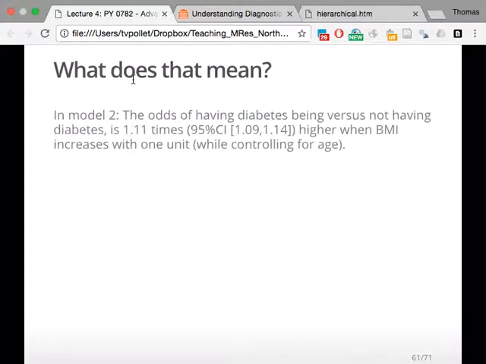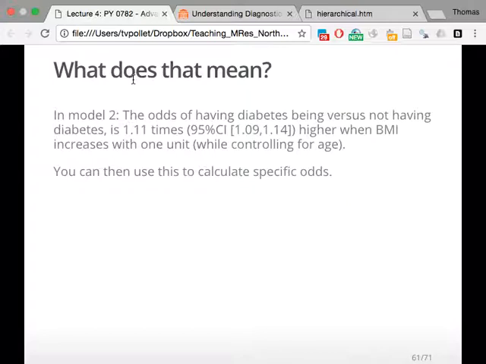What does that mean? In model 2, the odds of having diabetes, it should be having diabetes, not being diabetes, the odds of having diabetes versus not having diabetes is 1.11 times higher when BMI increases by 1 unit, while controlling for age. So all the other things in the model are held constant. If you have a model with several things in it, it's a shift in that variable while keeping everything else constant. Everybody understands the premise? So it's the same as regression. We've just done something funky to it.